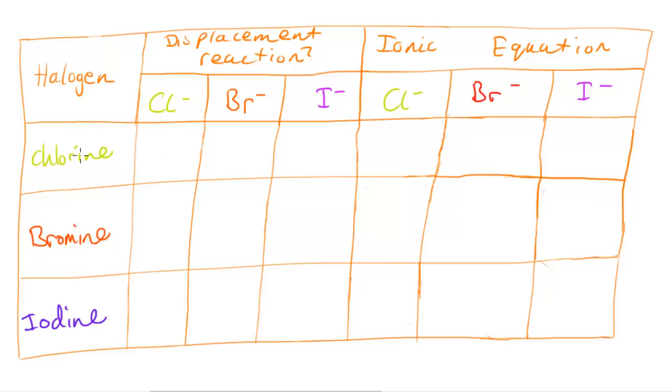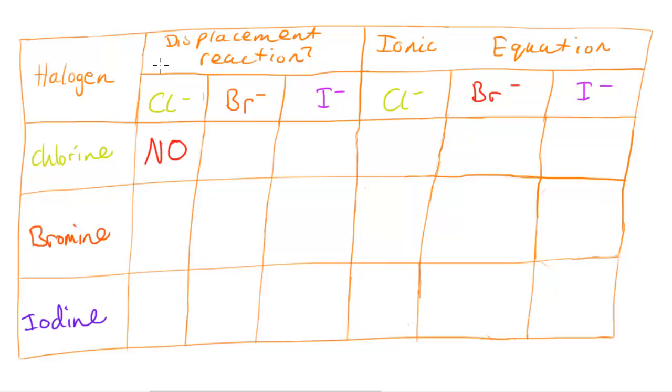So first of all, we've got chlorine and chloride ions. Is chlorine going to displace the chloride ions? Is it going to steal its electrons? Now, if it had a greater oxidizing ability, it would steal its electrons, but it doesn't have a greater oxidizing ability, so it's not going to steal its electrons. So the answer would be no. There's not going to be a displacement. I'll draw that in red. There's not going to be a displacement reaction here.